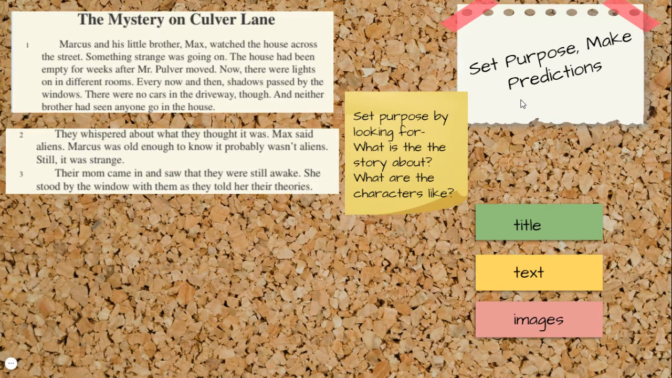Let's read on to see what happens and confirm our predictions. They whispered about what they thought it was. Max said aliens. Marcus was old enough to know it probably wasn't aliens. Still, it was strange. Their mom came in and saw that they were still awake. She stood by the window with them as they told her their theories.